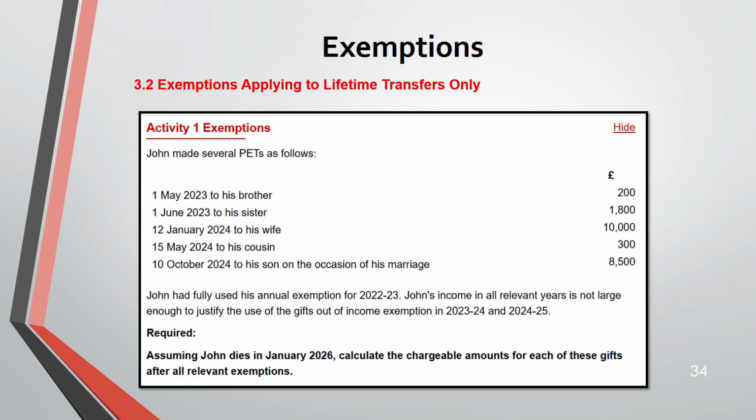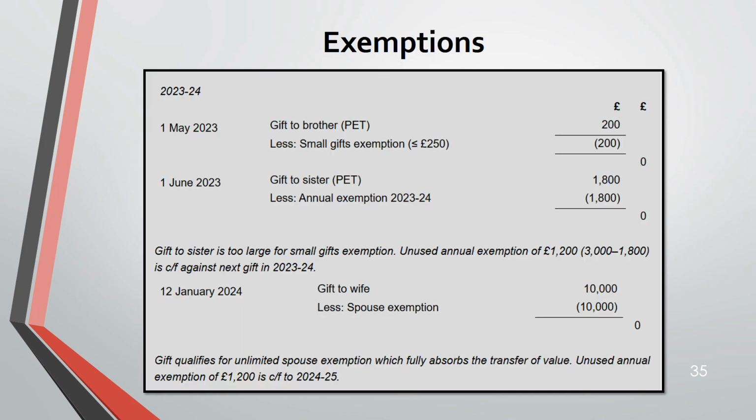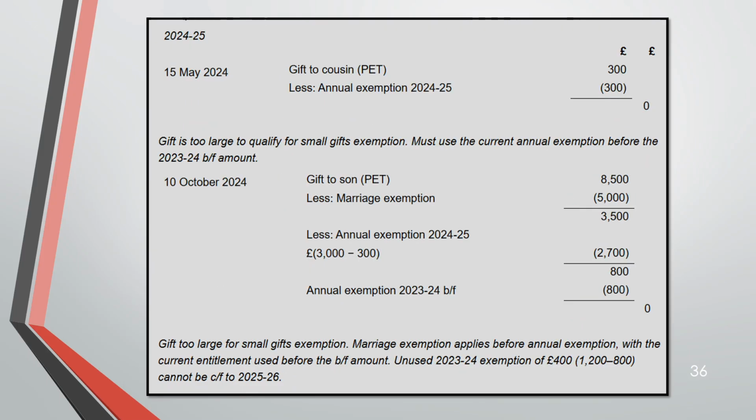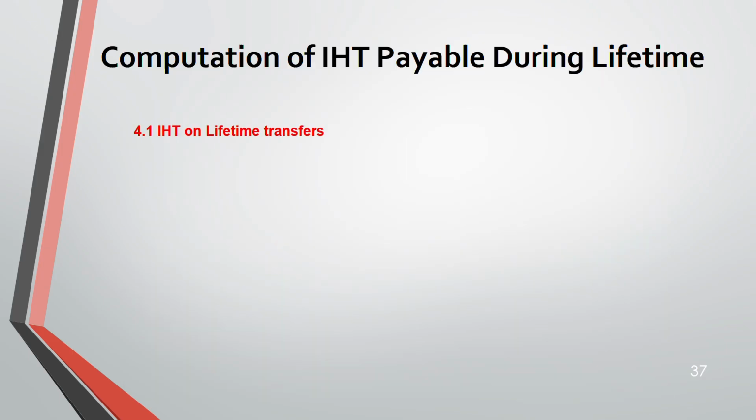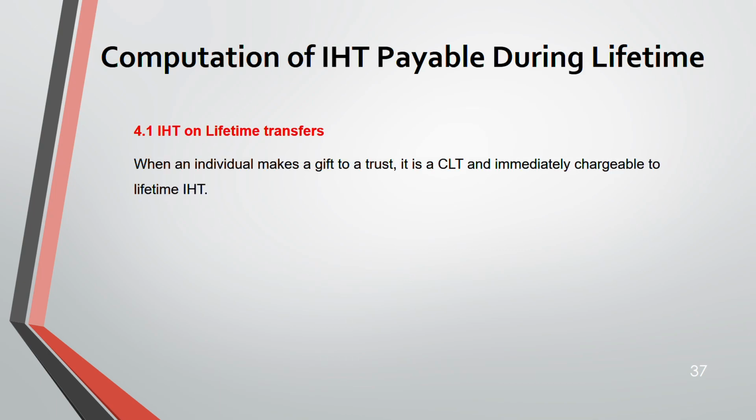Moving to activity 1. In activity 1, also we have a small gift exemption here, less than 250. This is covered by the annual exempt amount. This is a gift to spouse of fully 10,000, spouse exemption, nothing to be taxed. Then a gift to cousin 300, a small gift. Then we are moving on, marriage exemption, annual exempt amount, the remaining. Okay, this 300 was utilized here. And then the balance from 23-24 brought forward. So nothing is taxable. Now we are moving on to IHT.